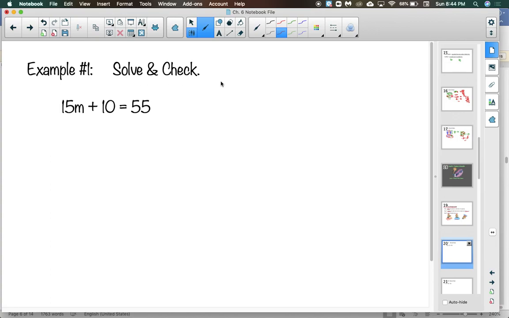Example number 1, solve it and check it. So the first thing I'm going to do is draw my train tracks. I'm going to draw them a little bit longer this time because it takes a little bit more work, a little bit more steps to solve a 2-step equation. So the 3 S's are simplify, separate, solve. Let's talk about that first S, simplify.